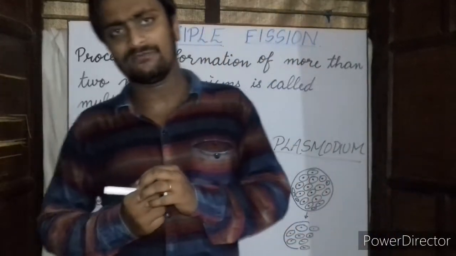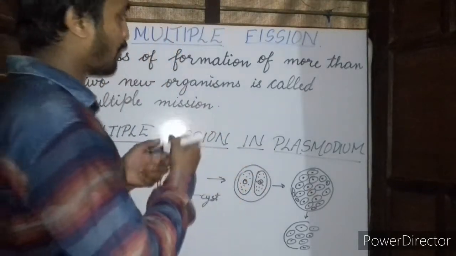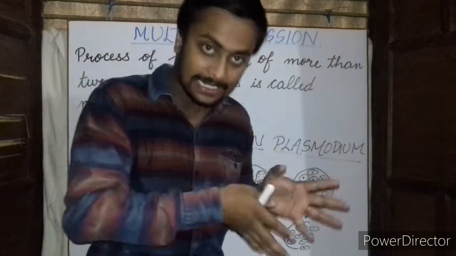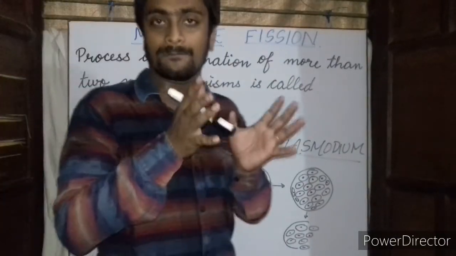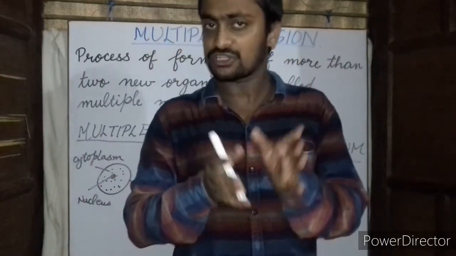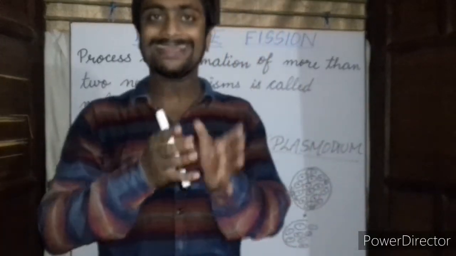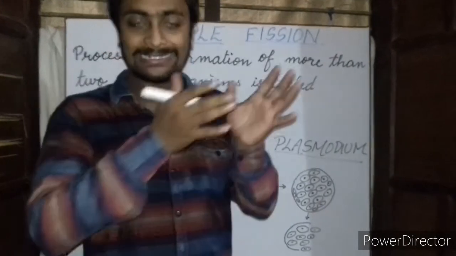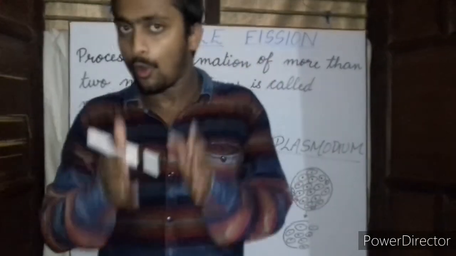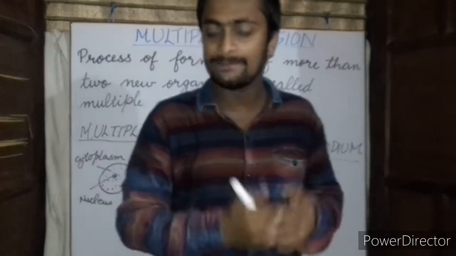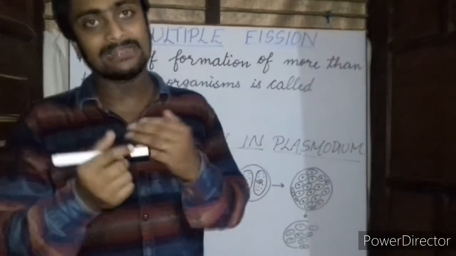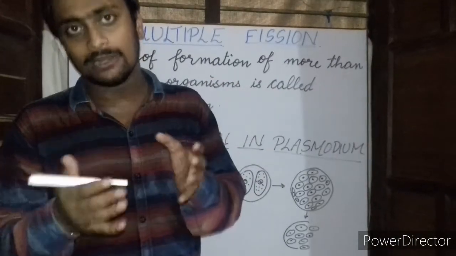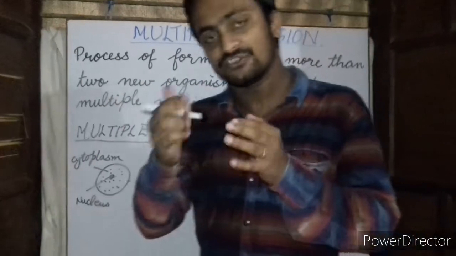What is meant by multiple fission? Actually, the process of formation of more than two new organisms from a single parent is called the process of multiple fission. Actually, this process of multiple fission usually takes place under unfavorable conditions. When the food is not available, when the temperature is high, when all the conditions do not support reproduction, then the process by which reproduction takes place in certain organisms is the multiple fission process.